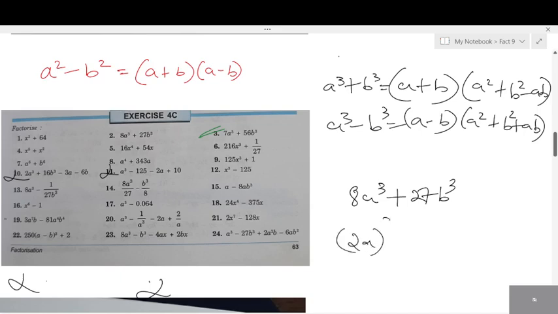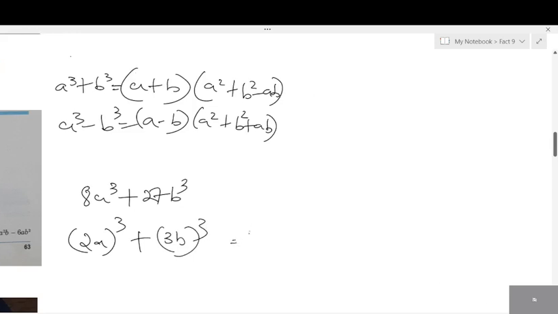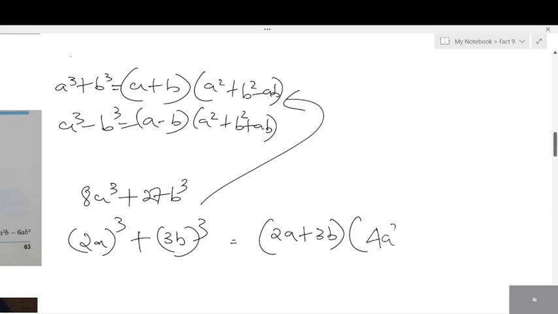Yes, 2A the whole cube plus 3B the whole cube. Tell me the answer for this. Use the first formula. What is A plus B here? 2A plus 3B into, what is A square, students? A square is 4A square. B square is 9B square.